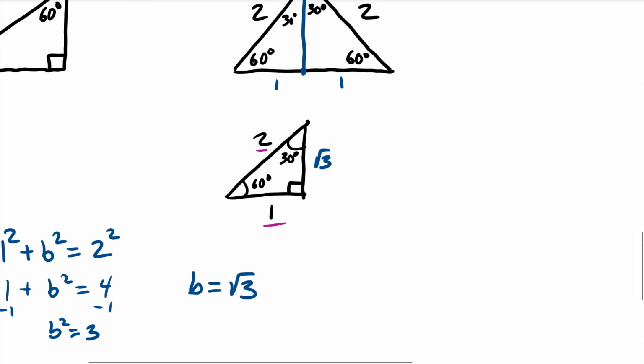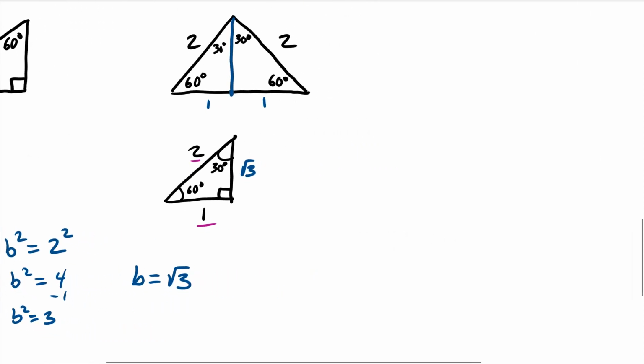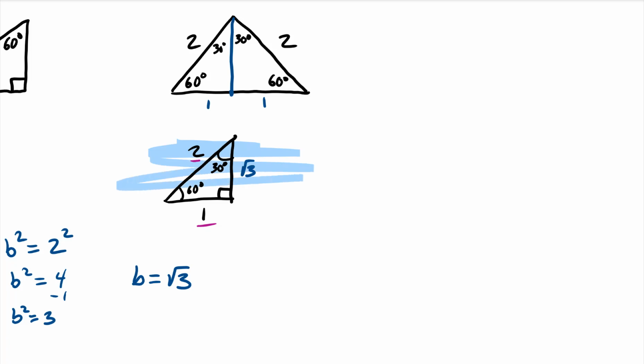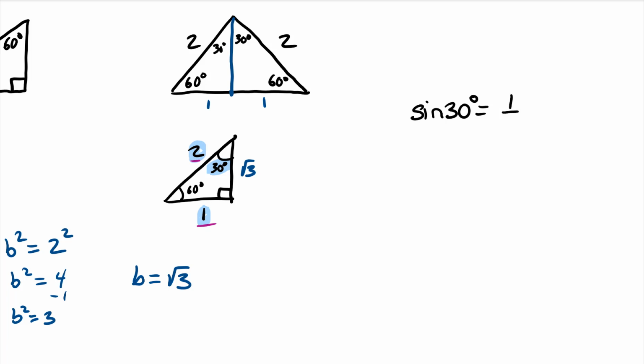Well, let's start solving. Let's go get sine. Let's get cosine. We're just looking at that triangle there. Let's see if we can't find sine of 30 degrees. Well, from 30 degrees, the opposite is 1. The hypotenuse is 2. So sine of 30 is a half.